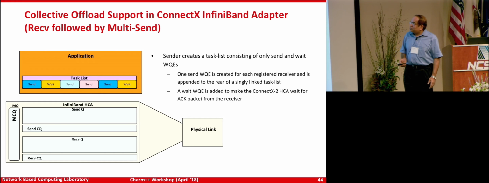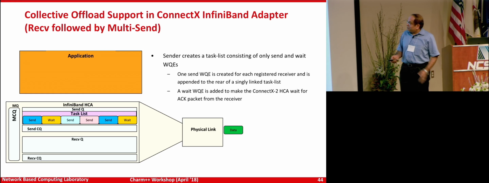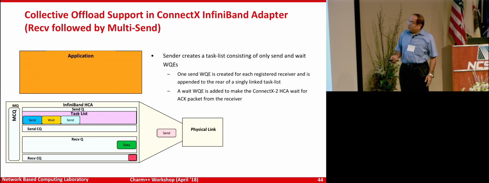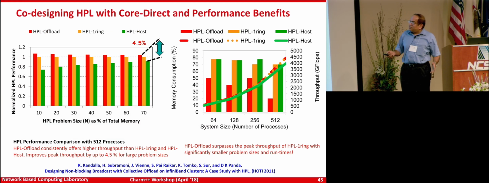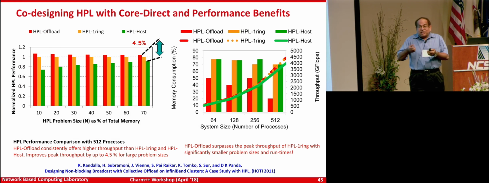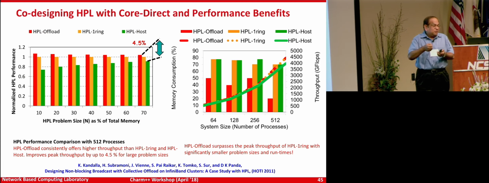This animation shows it: I put the task list to the adapter, and now you see the data coming. The application is not involved at all. The secretaries, or the adapters, are handling all of these things. This is the non-blocking nature, so it is actually a perfect fit for non-blocking collectives. You can do blocking collectives also and they will become faster, but non-blocking helps us get the overlap of computation with communication, and that's what we tried to do. This was an old paper, but the design has been there. It's a Hot Interconnects 2011 paper.